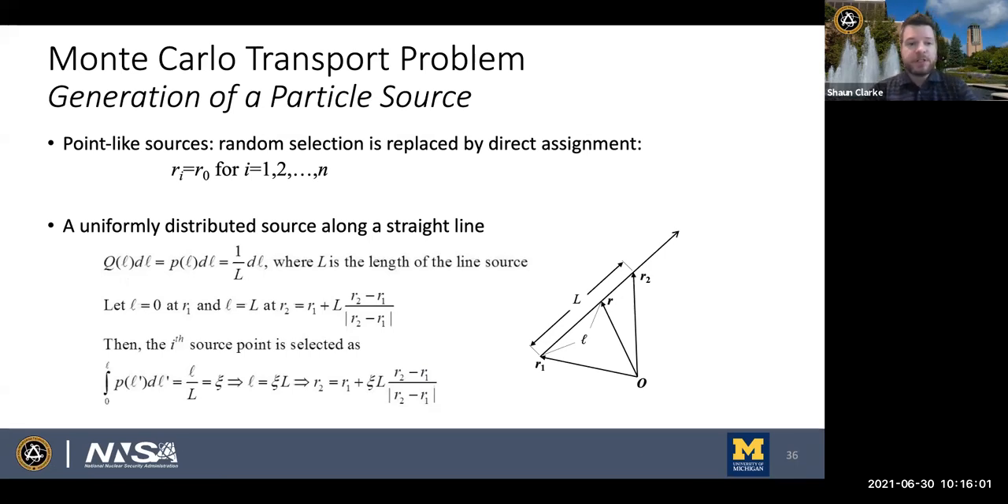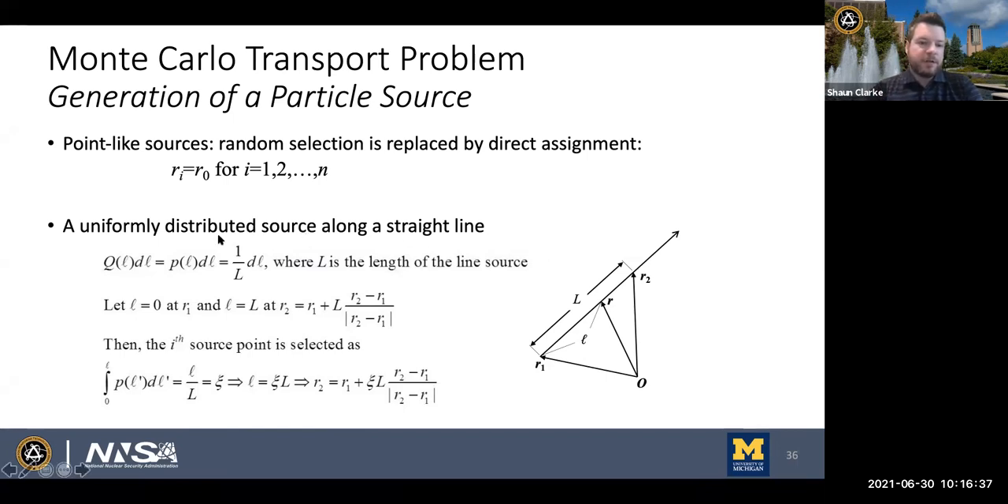So the example here on the slide is one of a source where the position is distributed along a line. And you can see the graphic here on the right where we want the source to be born at some position along this line between R1 and R2. These R1 and R2 are three-dimensional variables, so this line is existing somewhere in the three-dimensional coordinates of our problem. So this is similar to the example we did yesterday of sampling in the box.